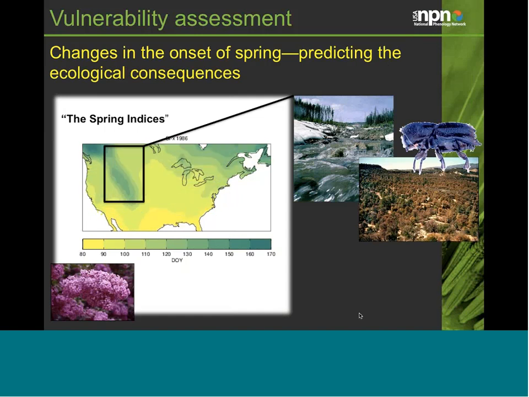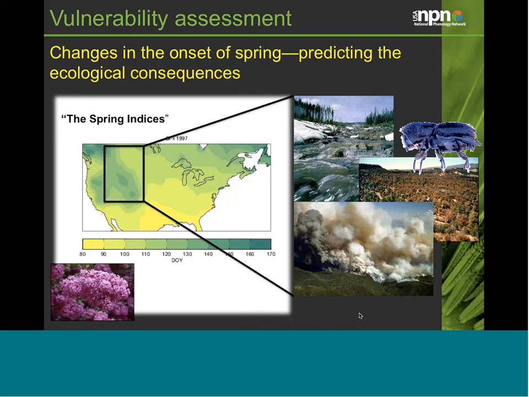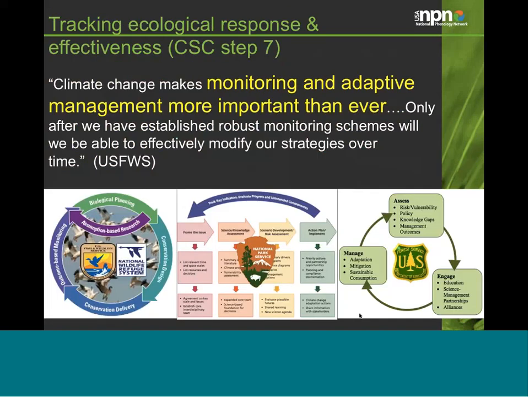Yet, while managers and conservation practitioners get the importance of adaptive management, and I should actually step back here. The Fish and Wildlife Service has recently, in some of their response plan language, pointed out that climate change makes monitoring and adaptive management more important than ever. Only after we have established robust monitoring schemes will we be able to effectively modify our strategies over time.